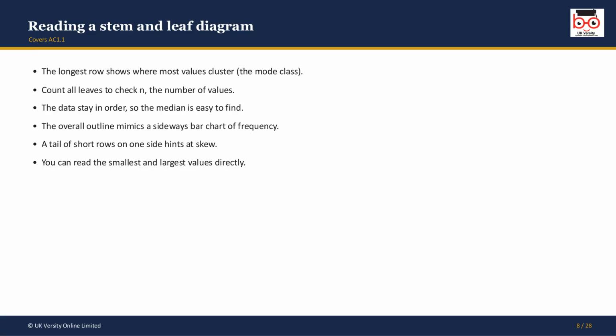Once it's drawn, a stem and leaf tells you a surprising amount. The longest row shows where most of the values cluster. That's your modal class. Counting all the leaves checks n, the number of values. Because the data stays in order, the median is easy to pick out, and the smallest and largest values are just the first and last leaves. And a tail of short rows trailing off to one side is your first hint of skew.